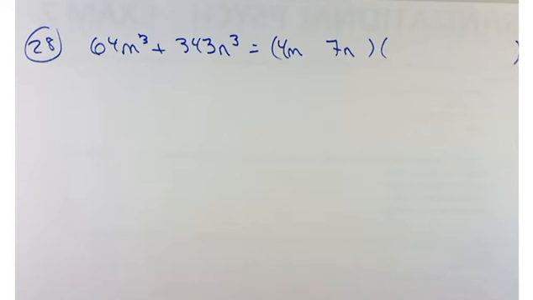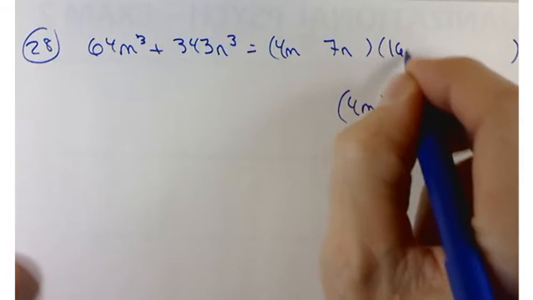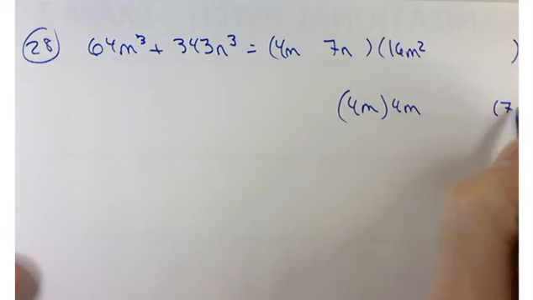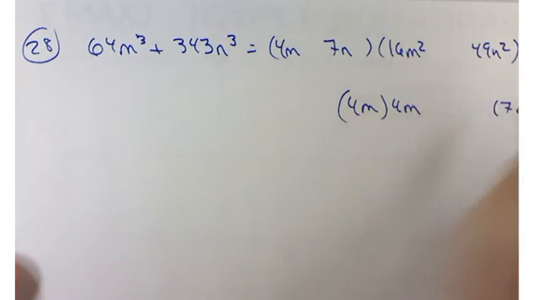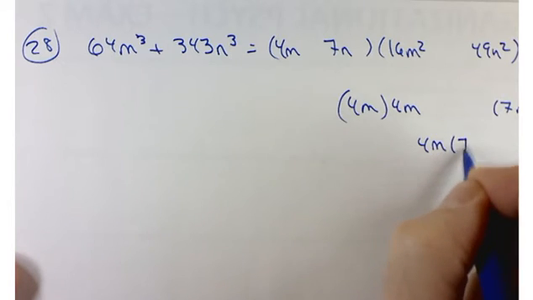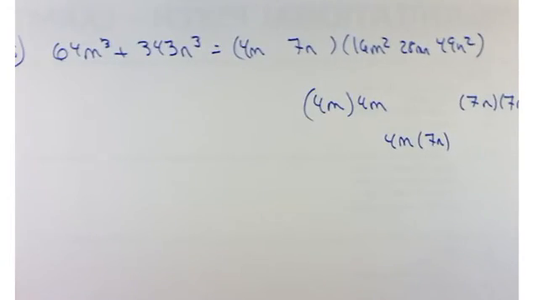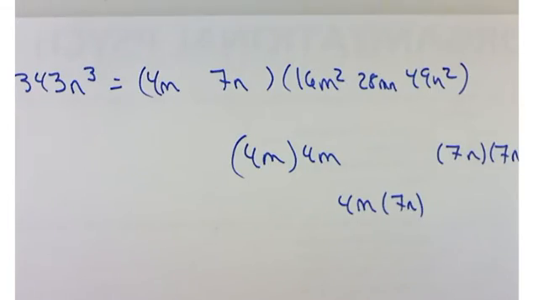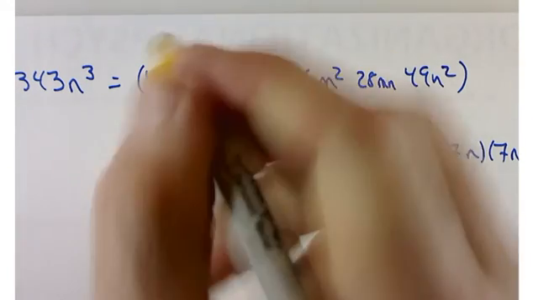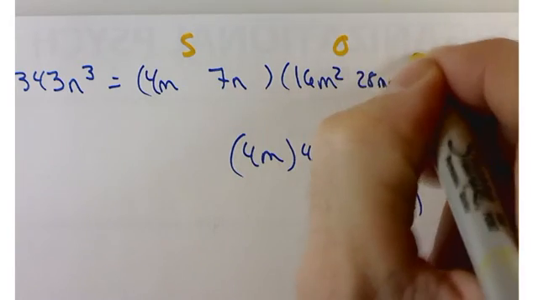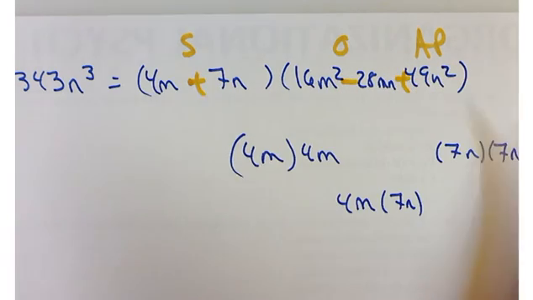Once you got those two, the rest of it is just using those two to find the remaining 3. So 4m times 4m, 16m squared. 7n times 7n, 49n squared. And then 4m times 7n would be 28mn. I'm sorry I have to write so small there. I didn't leave myself enough room. Last but not least, we need to fill in some signs. Same sign, opposite sign, always positive. Plus, minus, plus.